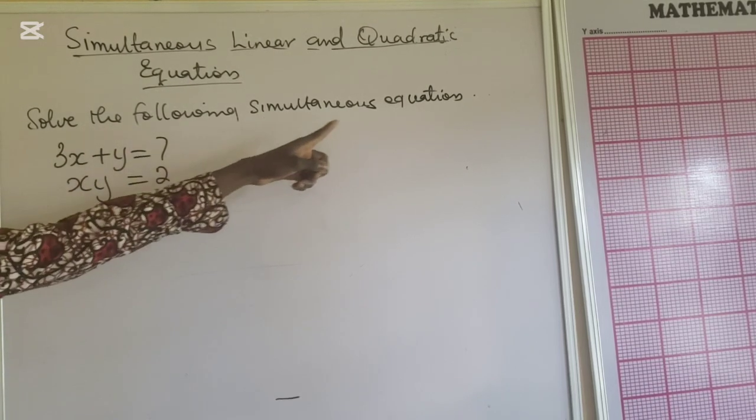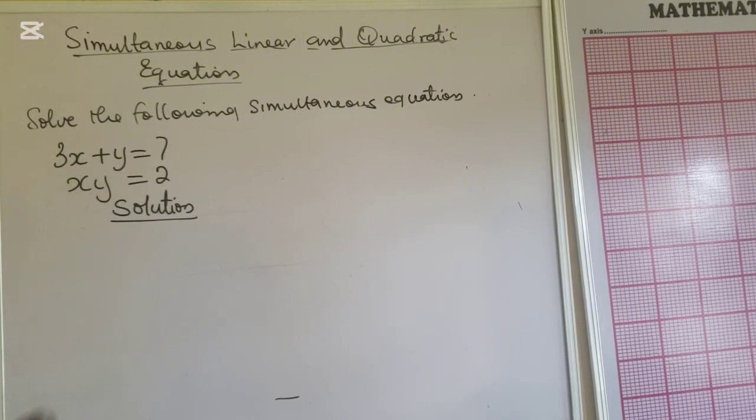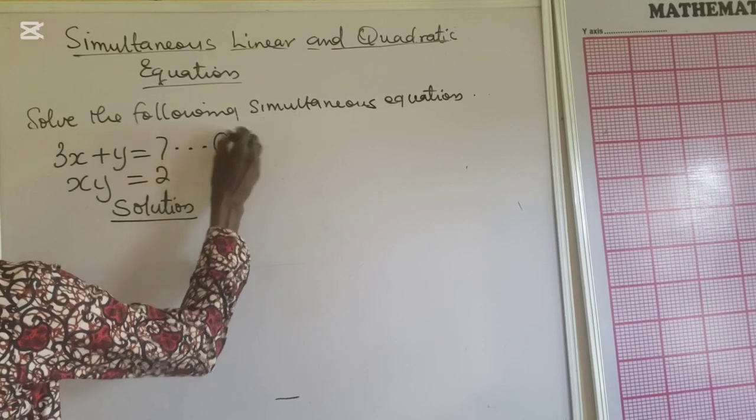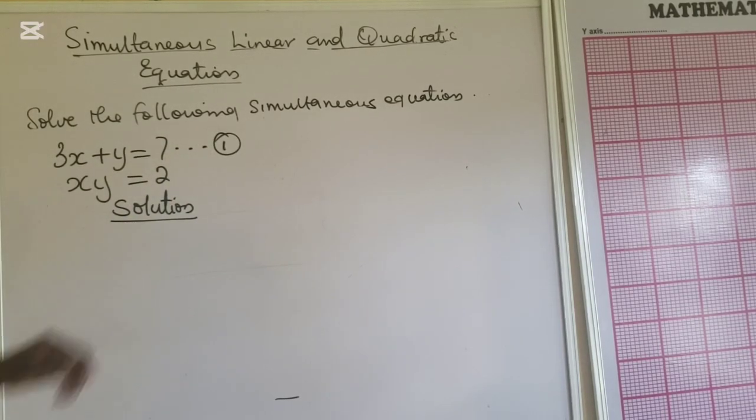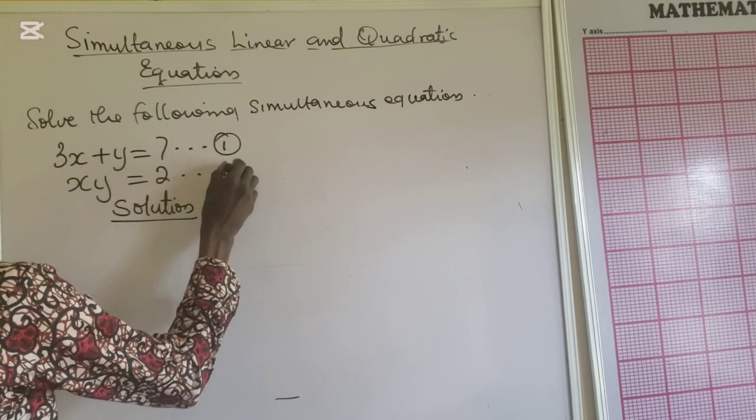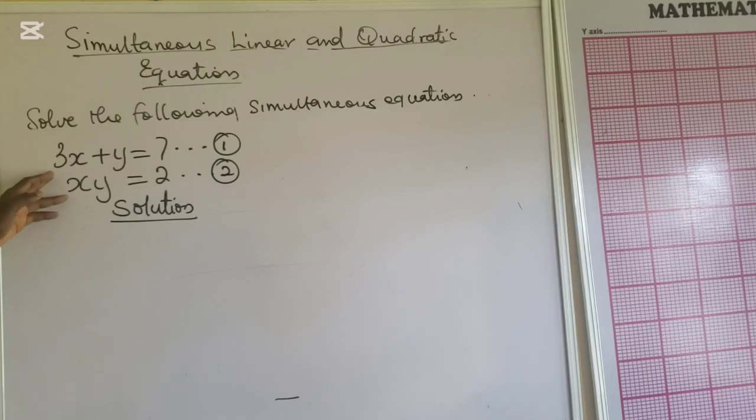Now, to solve the following simultaneous equation, 3x plus y is equal to 7. I will call this equation 1. Then xy is equal to 2. I will call this equation 2. You can from equation 1 form equation 3. You can also from equation 2 form equation 3. When I was teaching my children, I formed equation 3 from equation 1, but now I want to teach using equation 2.